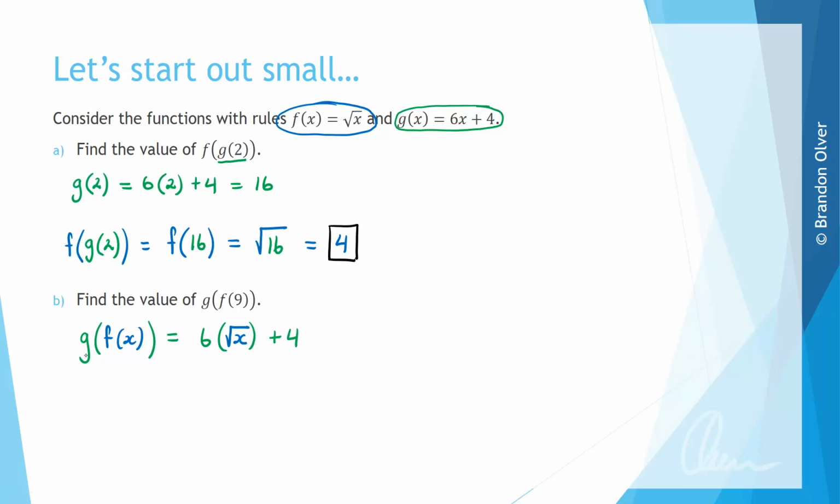So now that we have a rule for g of f of x, g of f of 9 is simply going to be equal to 6 times the square root of 9 plus 4. The square root of 9 is 3, so we have 6 times 3 is 18 plus 4, which is simply equal to 22. So that is the answer for part B of this question.